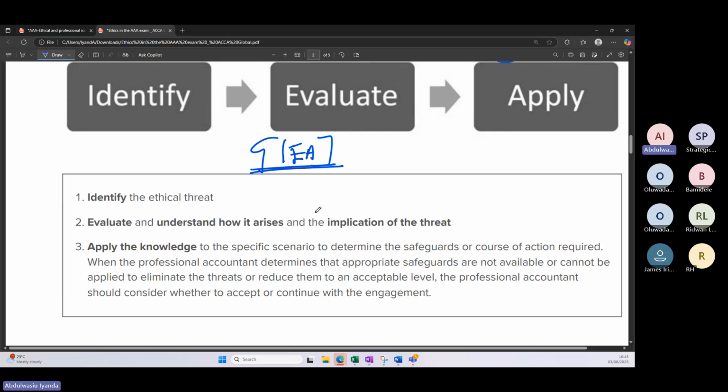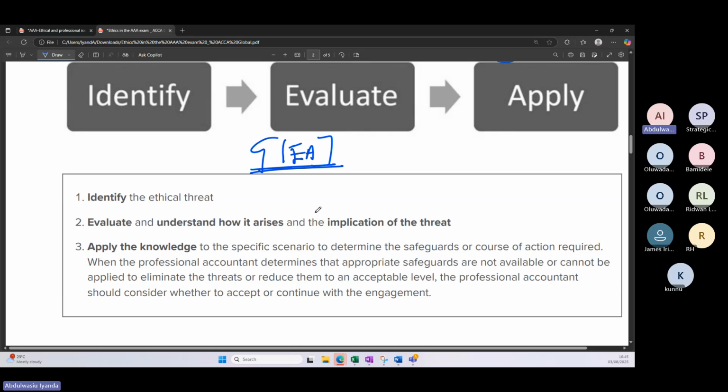The evaluation: evaluate and understand how it arises. What leads to it? Because if we say that this thing is a problem, the problem doesn't just appear; there's something that gives birth to it. Maybe within our society you feel there's something that is wrong, or something you expect should work but is not working that way. Then it means there's a problem, but something leads to the problem. So it's not just about saying, this is the problem. You also need to evaluate and understand what leads to the problem.